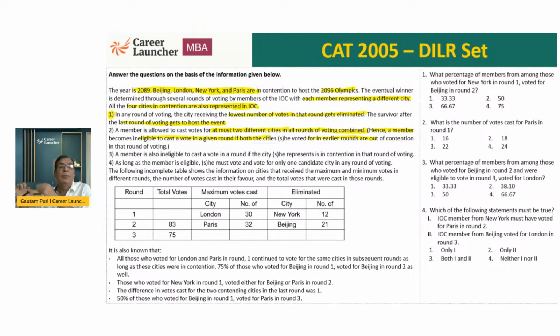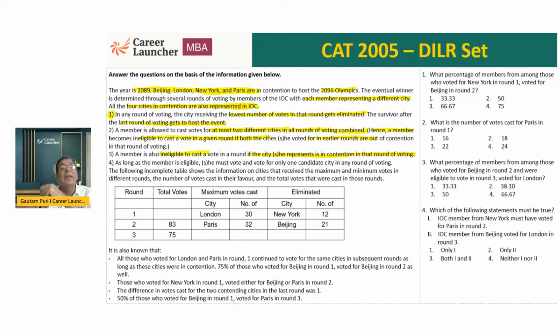vote going forward. Okay. Next, it says a member is also ineligible to cast a vote in a round if the city he or she represents is in contention in that round of voting. So what does that mean? In the first round of voting, London, New York, Beijing, and Paris will not vote. Why? Because their cities are in contention. So in the first round of voting, since all the 4 cities are in contention, they will not vote. In round 2, one of these 4 cities will get eliminated.